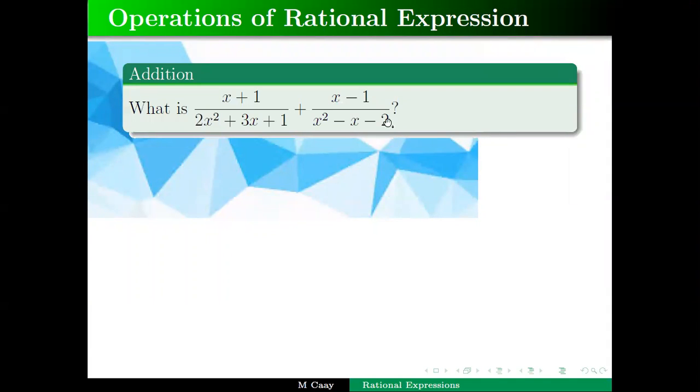Okay, let's consider this. X plus 1 all over 2x squared plus 3x plus 1. I also have x minus 1 all over x squared minus x minus 2. Let's see. Let's get first the LCD for that.